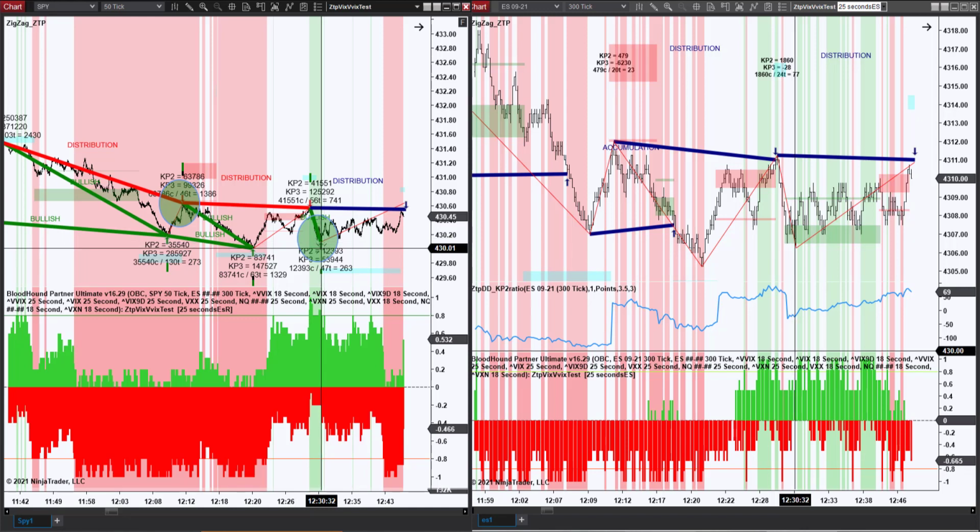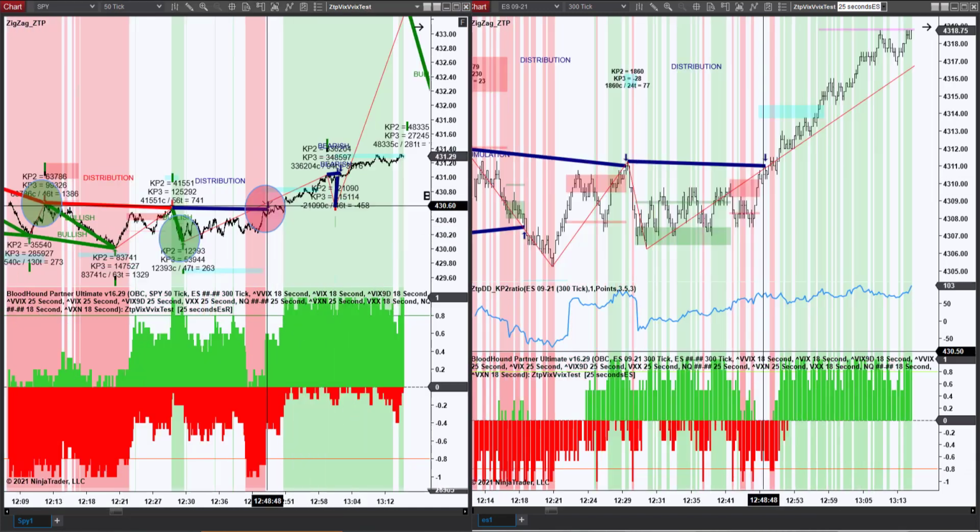But here's our first long trade from right there. And we're going to take a loss right after that because we have a distribution short divergence pattern. Plus, we were trending all red right as we were getting the signal. So we are going to lose that trade right there.